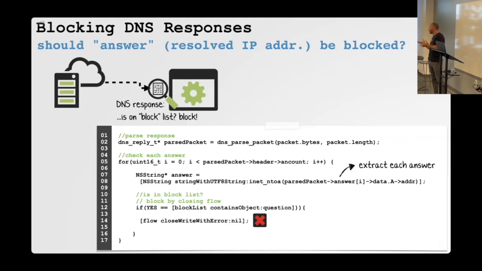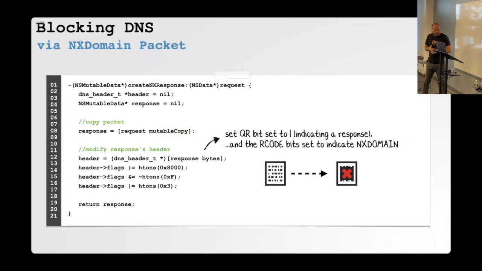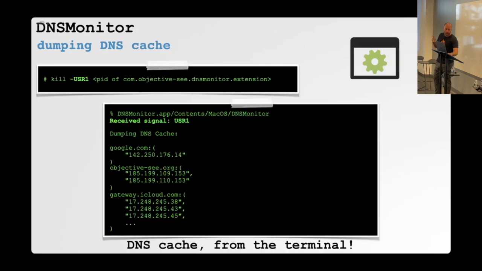As I mentioned, we also might want to examine the answer that comes back. Maybe we have a list of IP addresses on a block list. Basically the same thing. However, when we get the DNS response, we look at the answers, which are the IP addresses that were resolved. And same thing, we can then just close out the flow. Turns out we can also block it by creating what is known as an NX domain packet. This is basically telling the application that is trying to resolve the domain that it doesn't exist. So this is just an alternate way to essentially block a domain, perhaps the more recommended way. We basically just make a copy of the packet, set some header flags, and basically say, sorry, the domain you were trying to resolve just doesn't exist. And again, this will cause the resolution to fail, essentially blocking it.